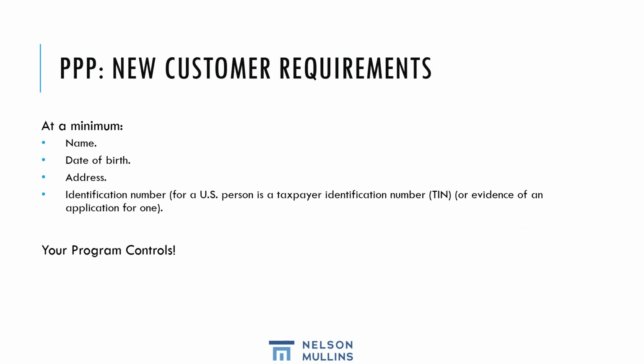So onboarding new customers. Your BSA and AML programs, as I mentioned, are going to be applicable. So at a minimum, you're going to require name, date of birth, address, identification number. These are all U.S. persons, actually, so you're going to need a TIN number or an EIN. But what you have to remember here is your program controls. You can't have the bare minimum just to do this quickly and get it through with the least amount of overhead, least amount of cost, trying to minimize the processing time.